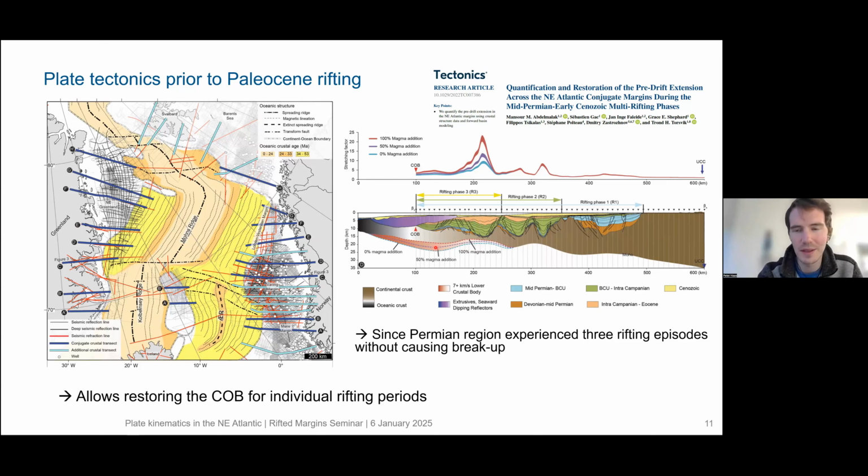You would need to consider this for all margins on the globe. The Northeast Atlantic is very dedicated because we have good seismic data, and especially good information about the interpreted stratigraphy over there. But as I mentioned, in a full model, you would need to apply this to as many margin pairs as possible.